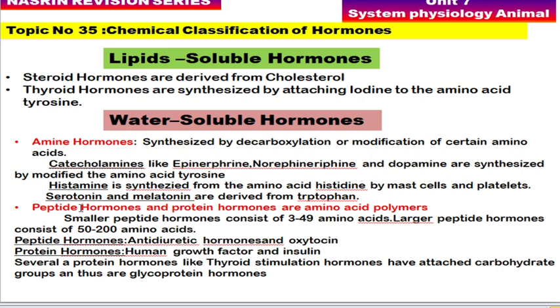Next, peptide hormones or protein hormones are actually amino acid polymers. Small peptide hormones consist of 3 to 49 amino acids, whereas large peptide hormones consist of 50 to 200 amino acids. Peptide hormone examples include ADH and oxytocin, whereas protein hormones include human growth hormone and insulin. Several protein hormones, like thyroid stimulating hormone, TSH, which is produced from the anterior pituitary, have an attached carbohydrate group, so these hormones are called glycoproteins.